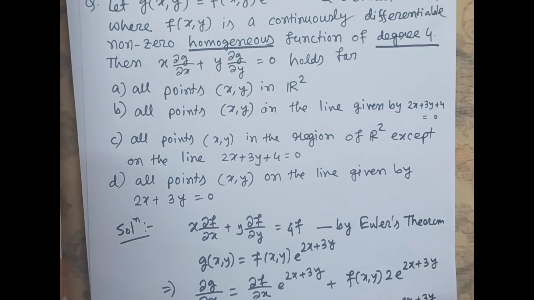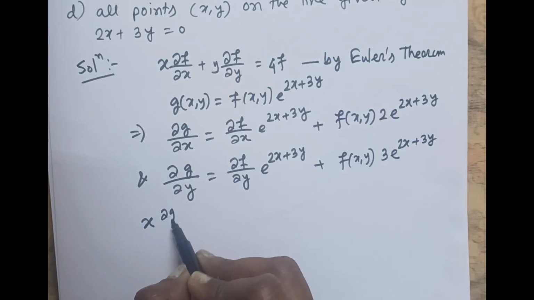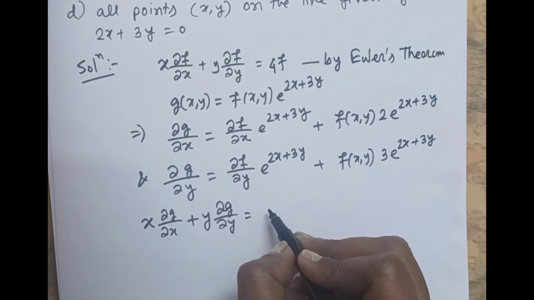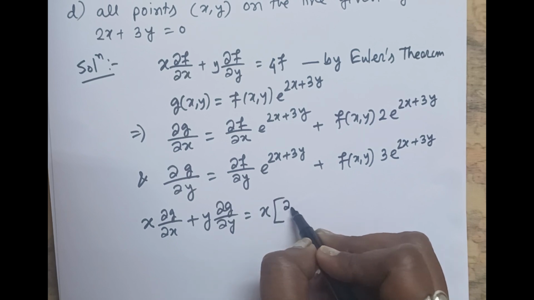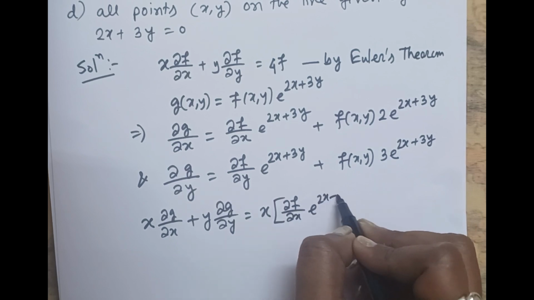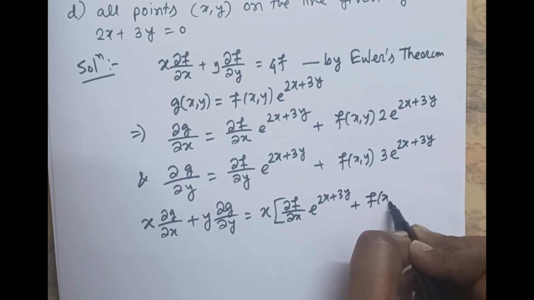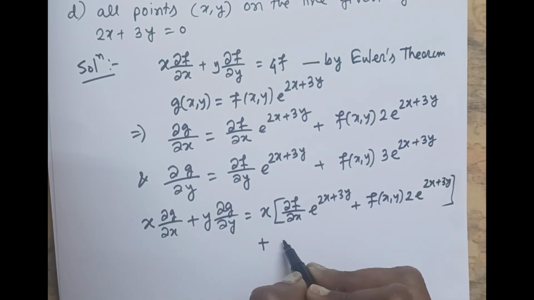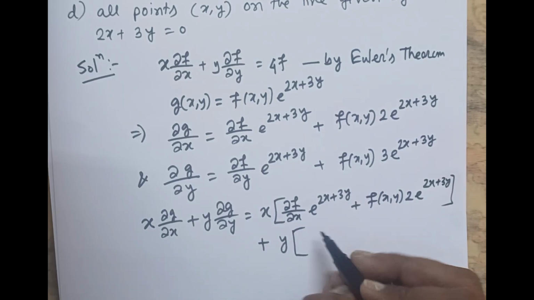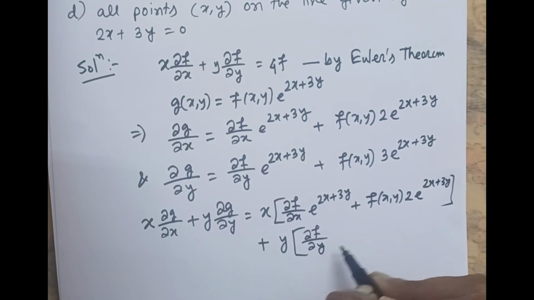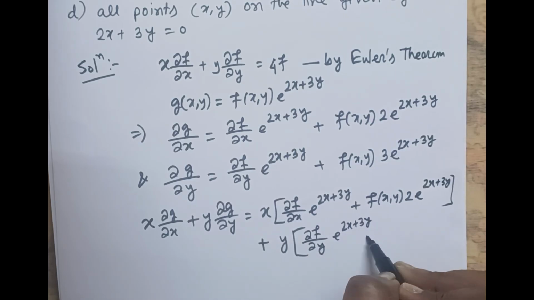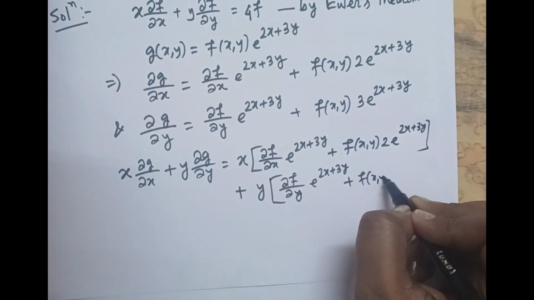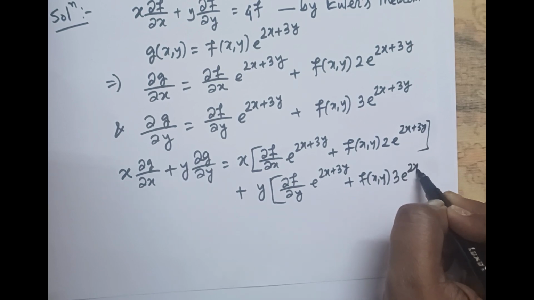Now we have x ∂g/∂x + y ∂g/∂y equal to 0. So calculating x ∂g/∂x + y ∂g/∂y, we can write x multiplied by ∂f/∂x e^(2x+3y) + f(x,y) · 2 e^(2x+3y), plus y multiplied with ∂f/∂y e^(2x+3y) + f(x,y) · 3 e^(2x+3y).